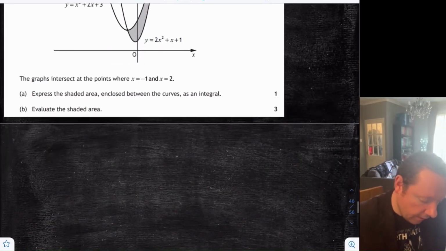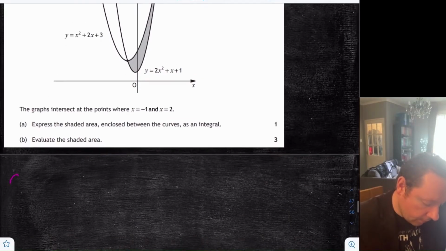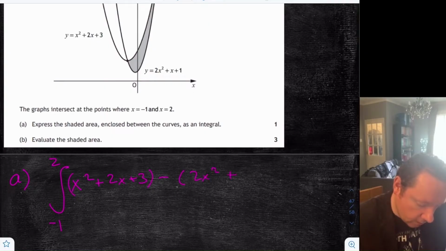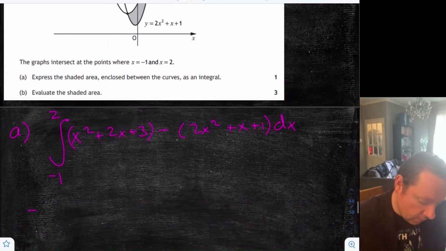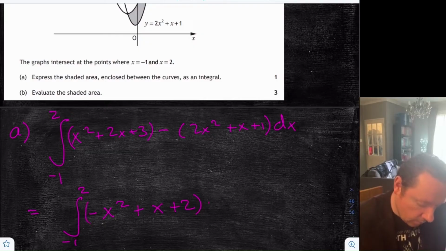So for part A, it's the integral between -1 and 2 of x squared plus 2x plus 3 minus 2x squared plus x plus 1 dx. Tidying that up, so -1 and 2. X squared minus 2x squared is minus x squared. 2x minus x is plus x. 3 minus 1 is 2 dx. So part A is done.